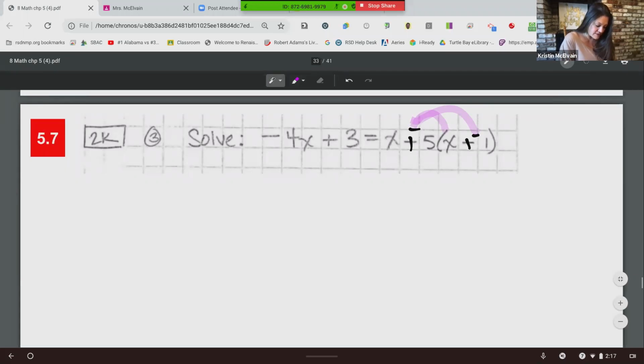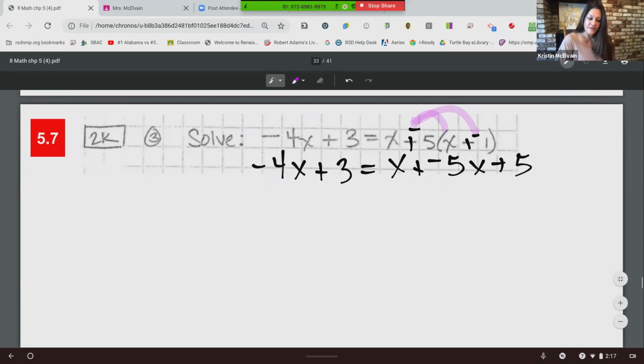So rewrite all of this. Negative 4x plus 3 equals x plus negative times a positive is a negative 5x. Negative 5 times negative 1 gives us a positive 5. Okay? So now we have to combine like terms. So let's first combine on this side. We have an x and a negative 5x. So negative 4x plus 3 equals negative 4x plus 5.